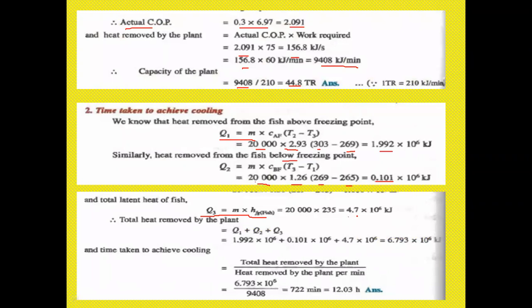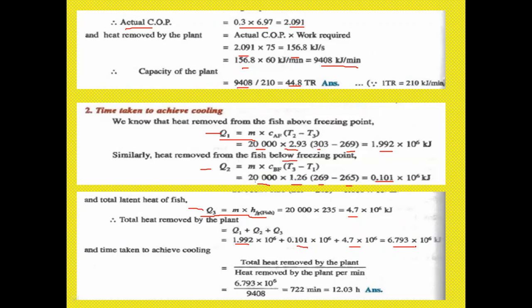Therefore, you are getting 4.7 into 10 to the power of 6. Now, what is the total heat removed by the plant? So we got Q1, we got Q2, we got Q3. Therefore, the total heat removed by the plant is equal to Q1 plus Q2 plus Q3. That implies the Q1 value, Q2 value, Q3 value added. So we are getting approximately 7 into 10 to the power of 6 kilojoules.